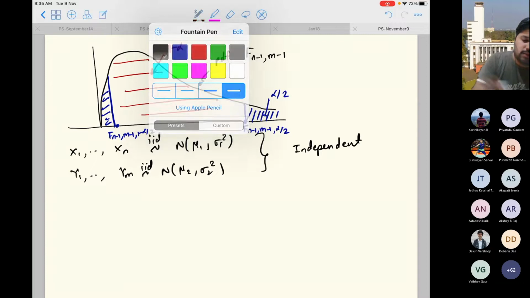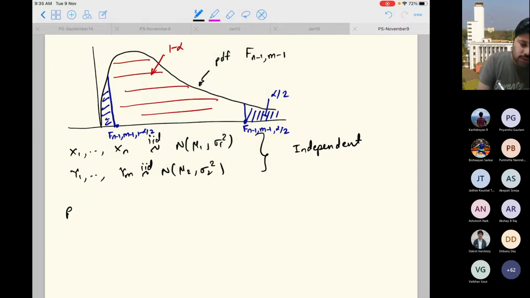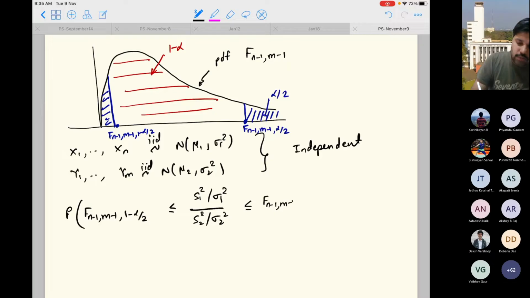And what is the probability statement you can write down? The probability statement is that F n minus 1, m minus 1, 1 minus alpha by 2 is less than or equal to s1 square by sigma 1 square divided by s2 square by sigma 2 square, which is less than or equal to F n minus 1, m minus 1, alpha by 2. This probability is equal to 1 minus alpha.